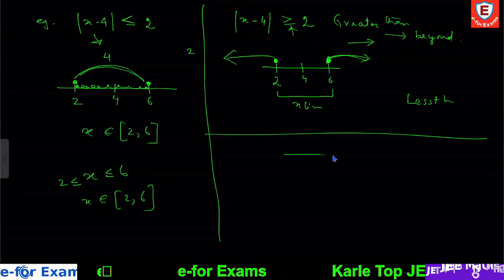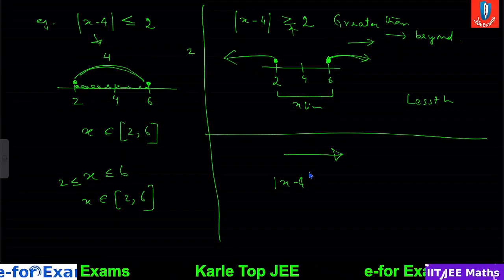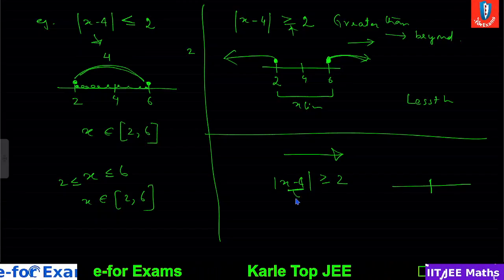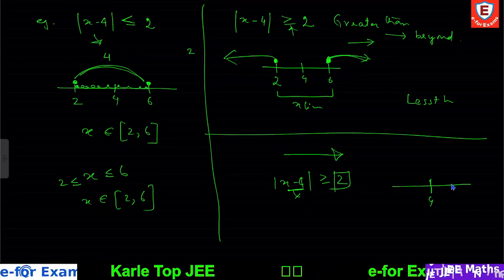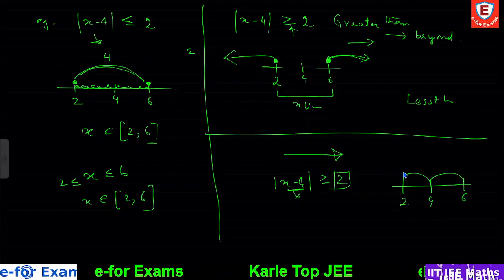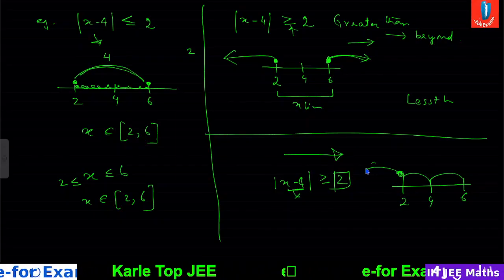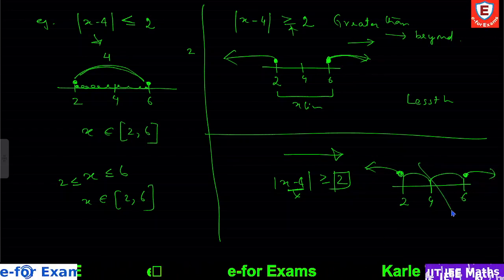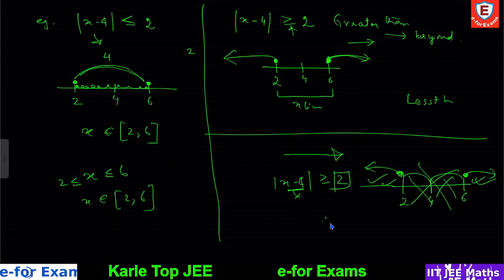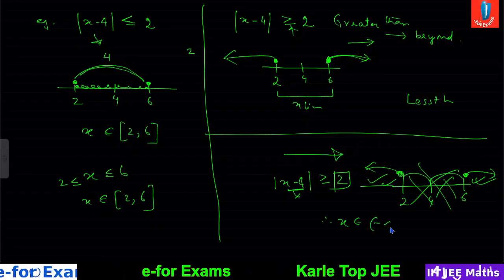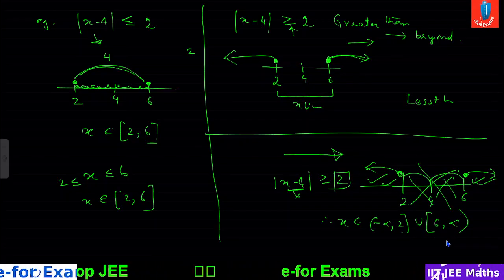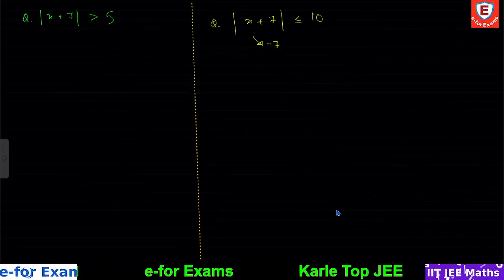Here is the greater than symbol, so the arrow is away. x minus 4 greater than or equal to 2. First we have to find the critical point, which is 4. On the right side it is 2, so 2 from 4 towards the right is 6, and 2 from 4 towards the left is 2. It is going away, so the final solution will be beyond this. The portion between 2 and 6 will not be included, but 2 and 6 will be included. That is, x belongs to minus infinity to 2, including, union 6 to infinity. Got it? We will do some more examples.